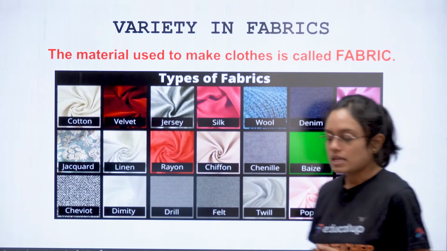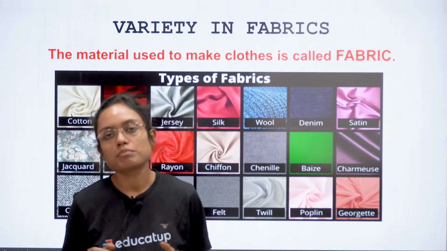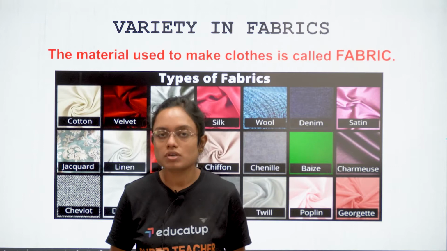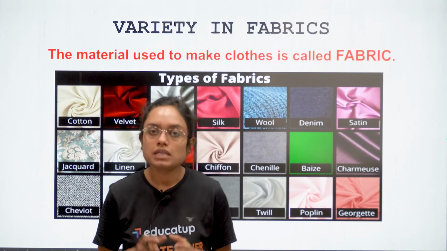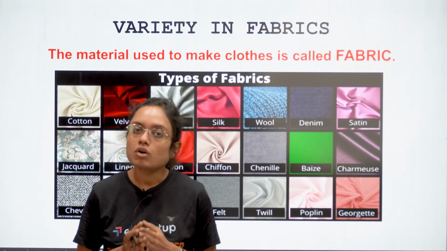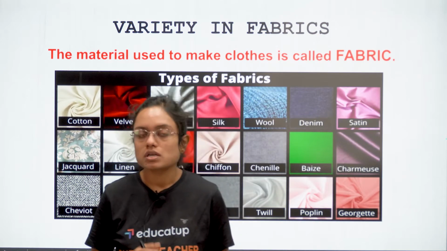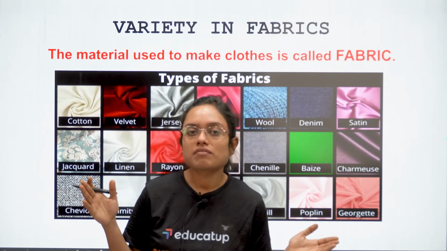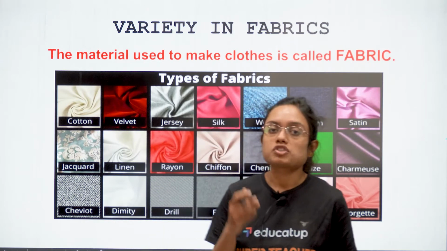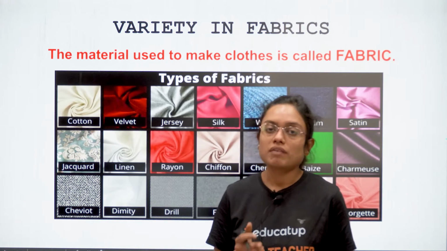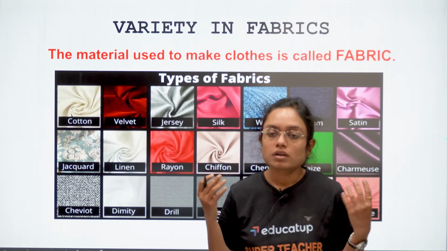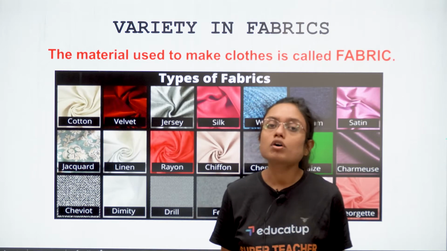Alright, variety in fabrics. Now we need to understand what we mean by this word fabric. Right now I am wearing this black t-shirt. This black t-shirt is made up of acrylic material or acrylic fabric. So fabric is the material which is used to make different garments, different clothings. In the market, according to your choice, requirement, and budget, you can have a variety of fabrics available through which different clothing or garments can be made easily. For example, you have cotton, chiffon, polyester, terracotta, linen, velvet, jacquard, rayon, denim. So you have a lot of fabrics available.